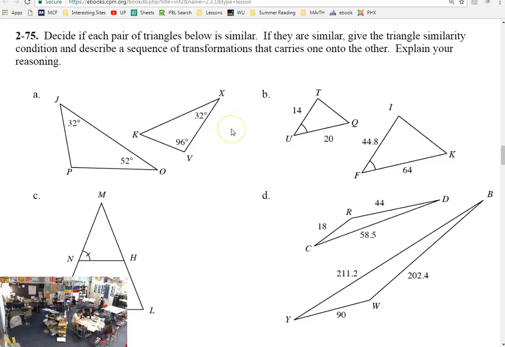B. Somebody from B's group. Oh, sorry, question. What if you don't have enough information to prove it? Well, the easy answer is they're not similar if you can't prove it. But do you mean one of these? How do you mean you don't have enough information? Oh wait, yes we do.